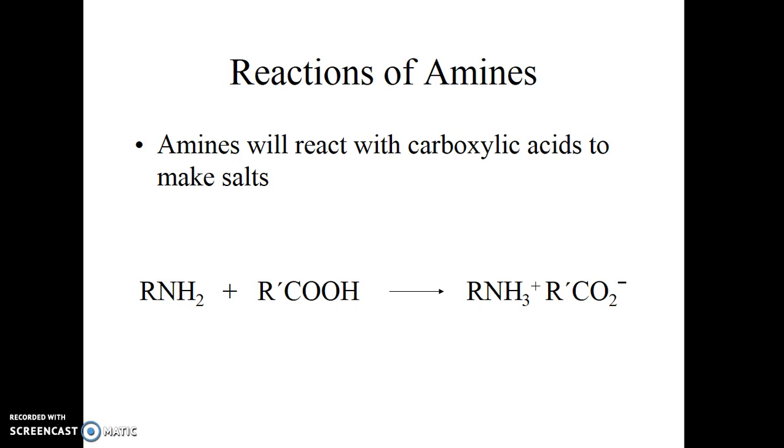So keep that in mind, that amines and carboxylic acids react together to form a salt. You actually see that in the formation of the zwitterion in an amino acid, which we'll cover when we look at amino acids.